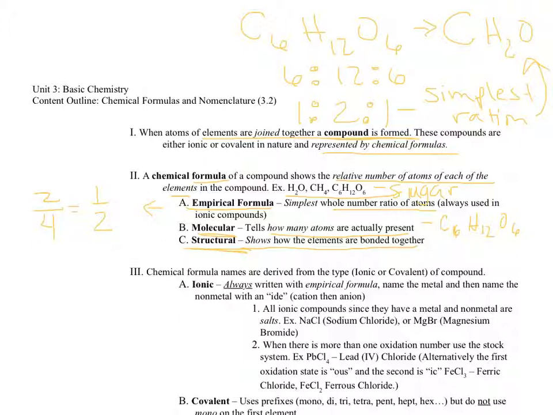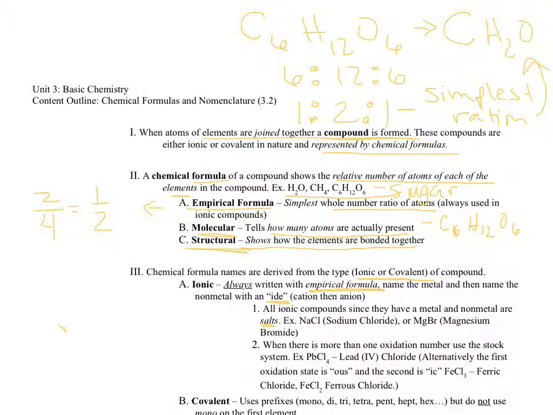How do we name compounds? Formula names are derived from the type of compound it is, whether it's ionic or covalent, and there are sets of rules for each one. For ionic compounds, you always have the empirical formula. You always write down the simplest whole number ratio, and then you put "ide" at the ending of the name. All ionic compounds have a metal and a nonmetal. They're all called salts.